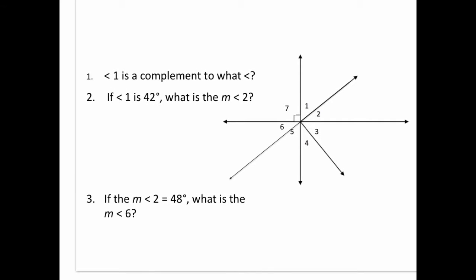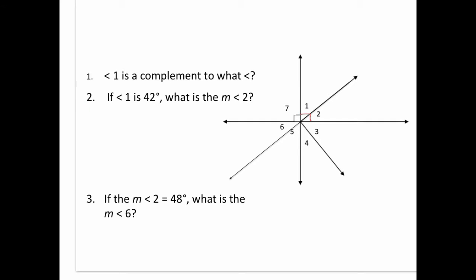All right, question 1. We have angle 1 is a complement to what angle? Well, we already talked about how we have perpendicular lines, so that means that these two angles have to add up to 90 degrees. So a complement to angle 1 would be angle 2.